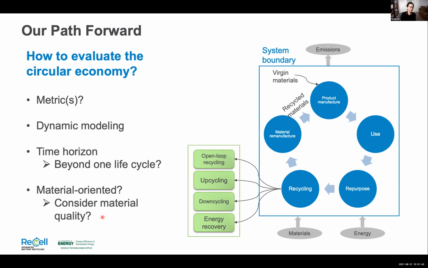And the last area is that the traditional analysis normally focuses on a technology or a product, but in the circular economy, again, to account for all the benefits of these green boxes, perhaps a material-oriented approach would be more appropriate. And while we are at that, perhaps we can also consider material quality in the analysis. Okay, thank you so much.